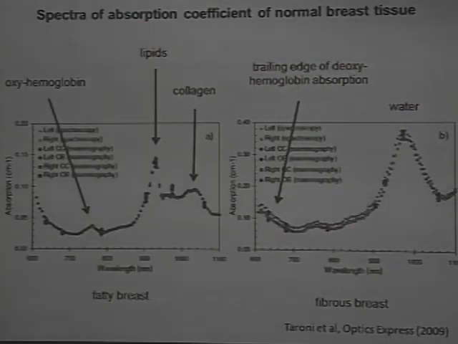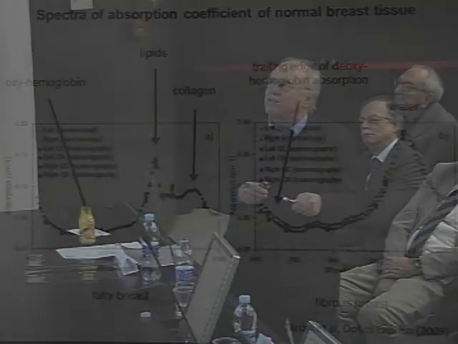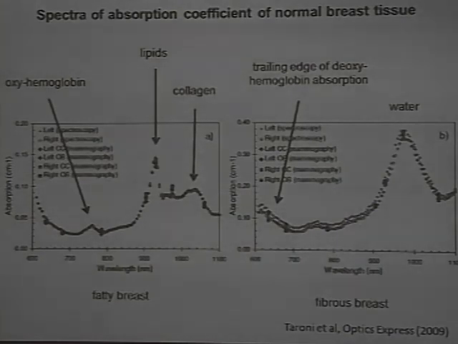Here you see there are 2 breasts, one fatty breast, one fibrous breast. And what you see here is the trailing edge of the absorption resonance of deoxyhemoglobin. That's the hemoglobin without oxygen. And this resonance is due to oxyhemoglobin. The fatty breast has a lot of lipids in it, not too surprising. And you see collagen, and the fibrous breast contains a lot of water.